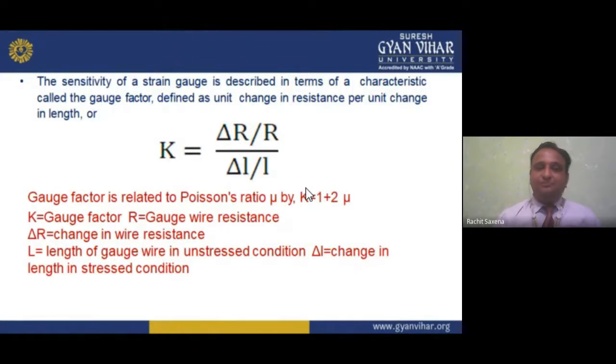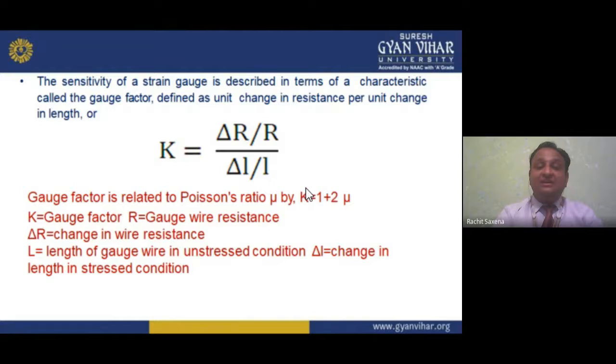Now move forward. The sensitivity of a strain gauge is described in terms of a characteristic. As I told you earlier, all instruments or equipment have sensitiveness, which we express with the word sensitivity. The sensitivity of a strain gauge is described in terms of a characteristic called the gauge factor.